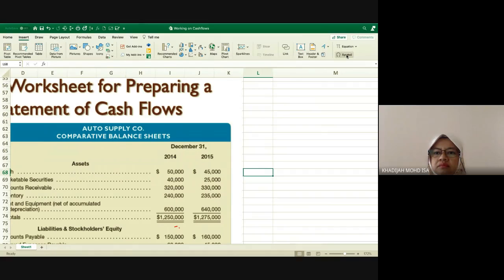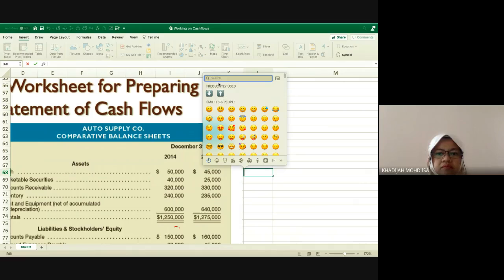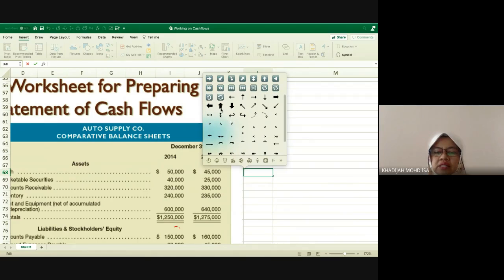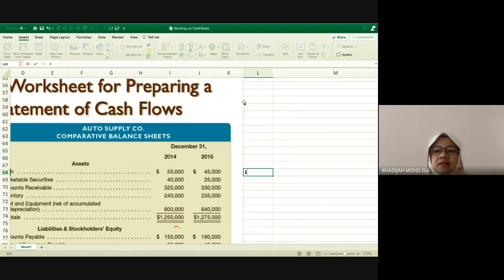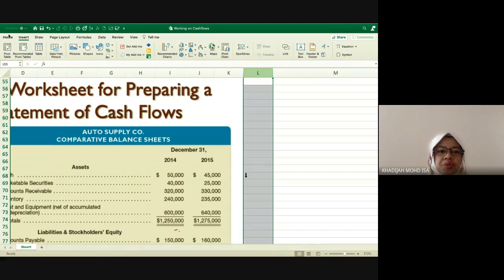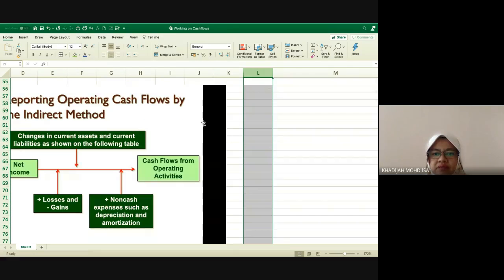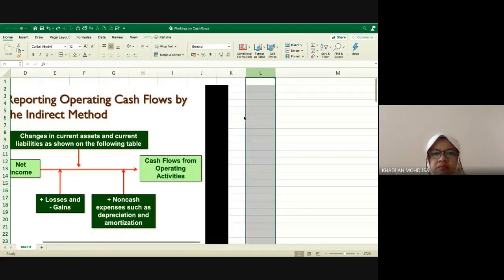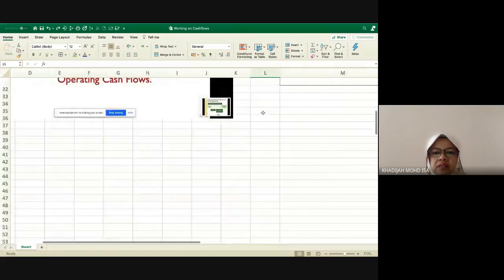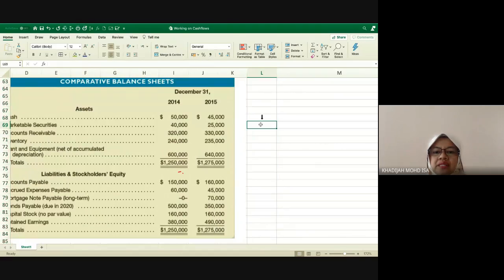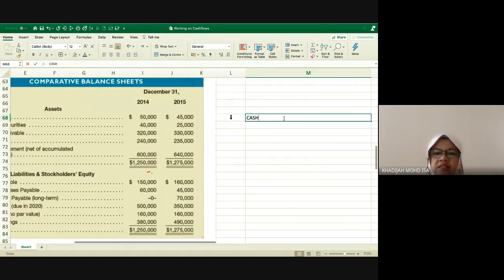Let's say cash increases. Cash increase or decrease? Cash decreases, isn't it? Why is it a decrease? Because initially you have 50,000 in 2014, but the balance in 2015 is only 45,000. What happened just now? So you see that in this case, cash decreases.